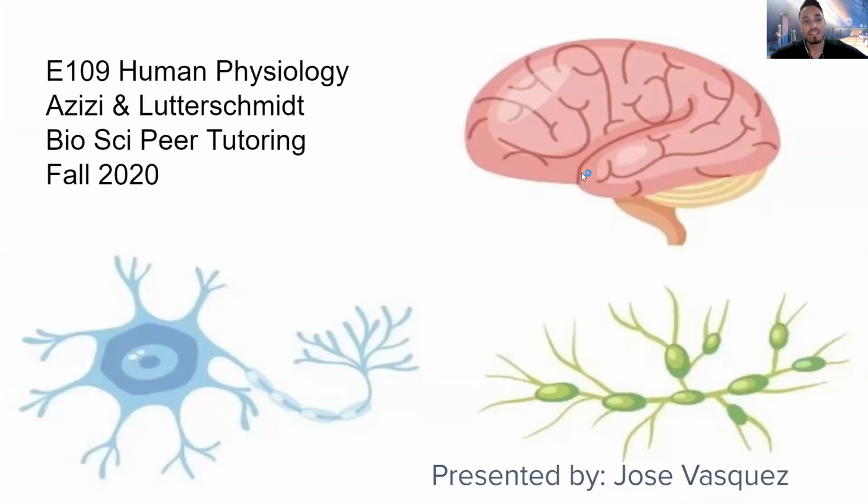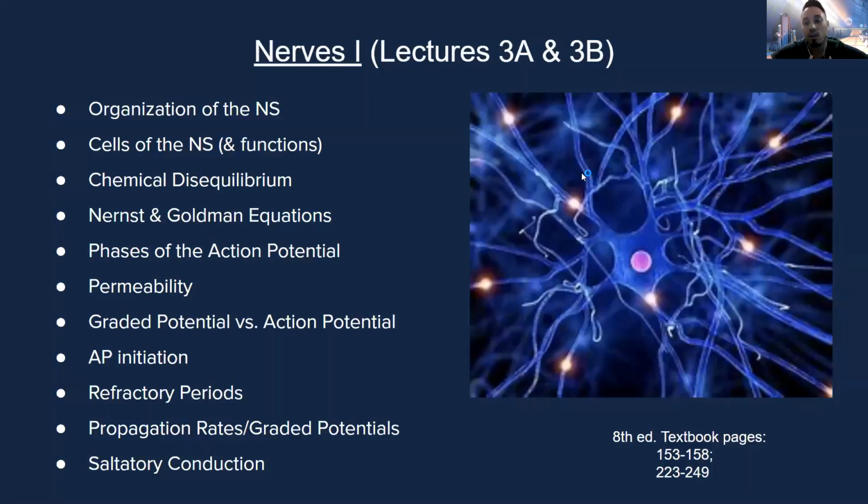Well, I'm going to begin with nerves. So this is just an overview, so when we share the slides, you can reference it. I'm not expecting you to read all of this right now, but this is the general consensus of what I'm going to be talking about today. I'm going to go through each one of the lectures individually, and on the bottom right corner, I have listed the textbook pages where you can find the material for that particular lecture.